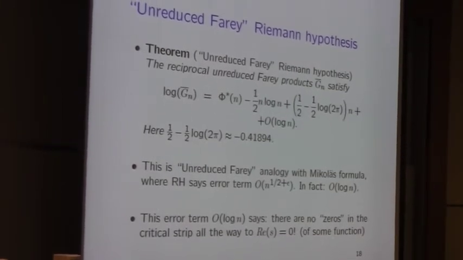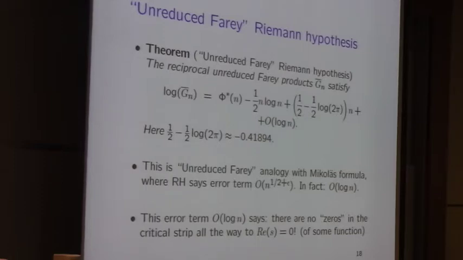And this formula has now been stated in a precise analogy with the Nicolas result. In the Nicolas result, we have the log of the inverse Farey products equal to the number of Farey fractions, which is now replaced with the number of unreduced Farey fractions, plus a smooth correction, plus an error of the square root of n. Okay? But here we get something even smaller than the square root of n. We get an error that's actually log n.